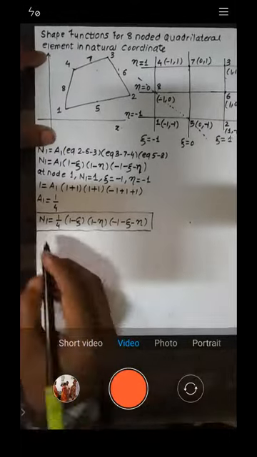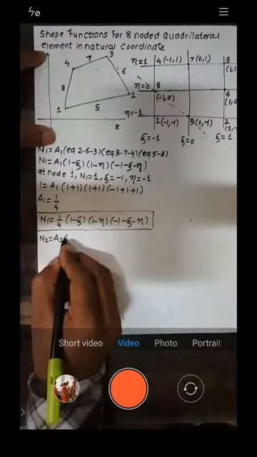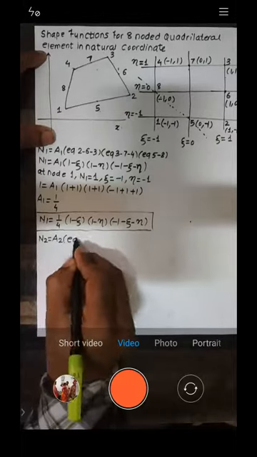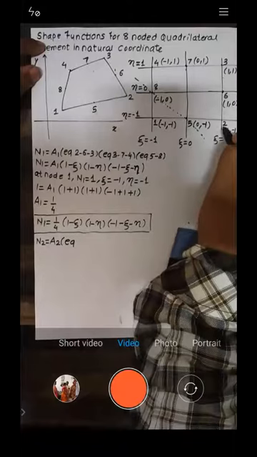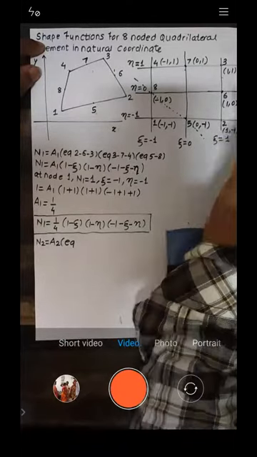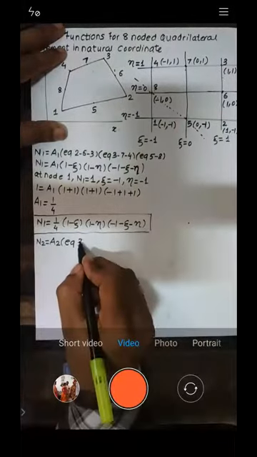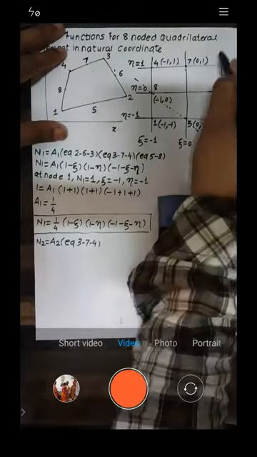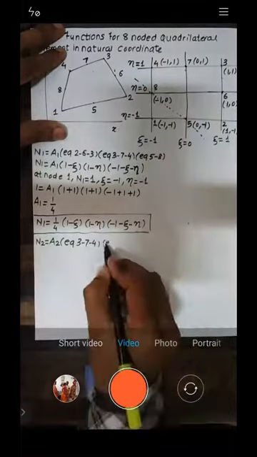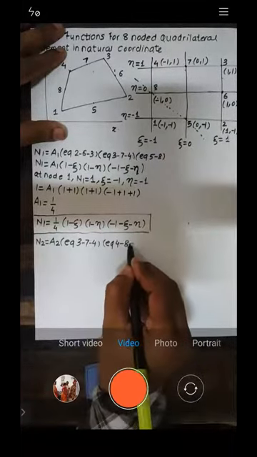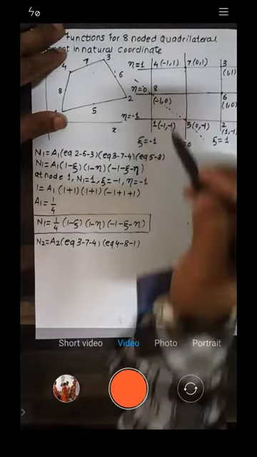Now tell me for N2. How can we do it for N2? N2 is equal to A2 into the equations of the lines which are not passing through node 2. So through node 2, which lines are not going? 3, 7, 4 is not going. Again, 4, 8, 1 is not going.